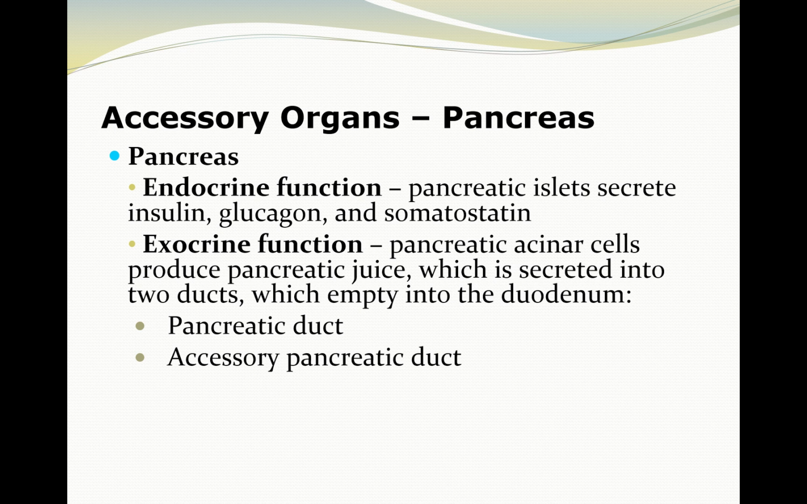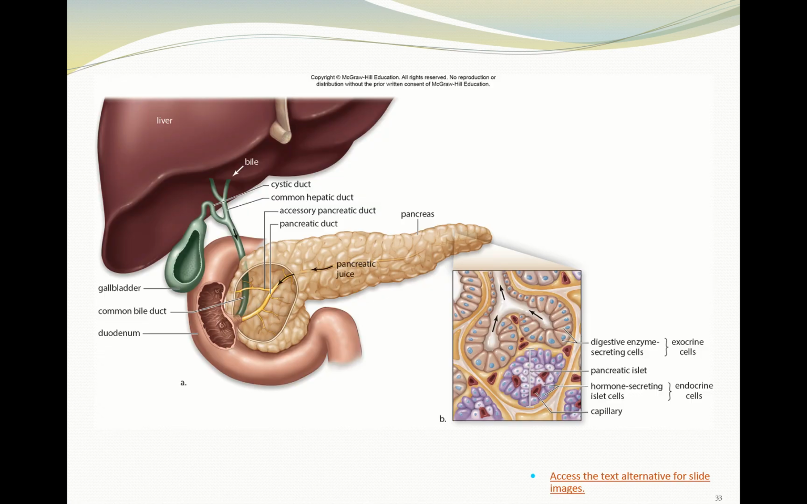All right, so now we can go on to the pancreas, the accessory organs. So the pancreas is a dual functioning organ. It's got an endocrine function and an exocrine function. The endocrine function is when the pancreatic islets secrete insulin, glucagon, and somatostatin. And then the exocrine function occurs when the pancreatic acinar cells produce pancreatic juice, which is secreted into two ducts, which empty into the duodenum. It's secreted into the pancreatic duct and the accessory pancreatic duct. And of course, that will contain digestive enzymes, bicarbonate, all that good stuff we've talked about.